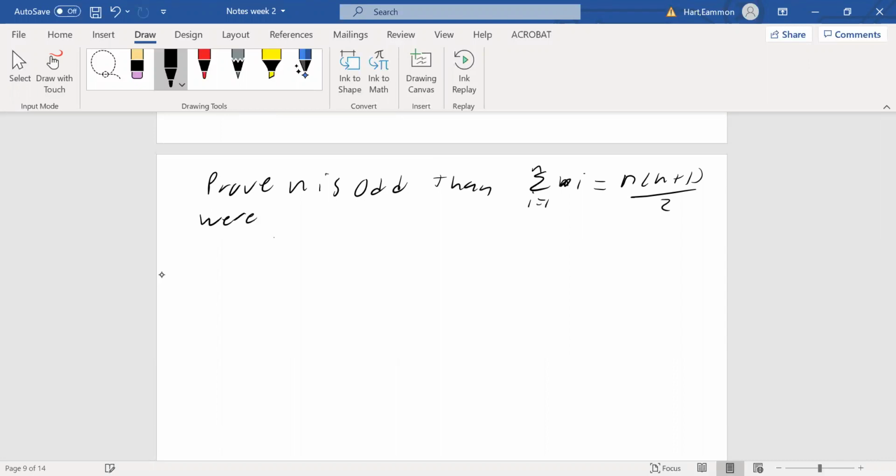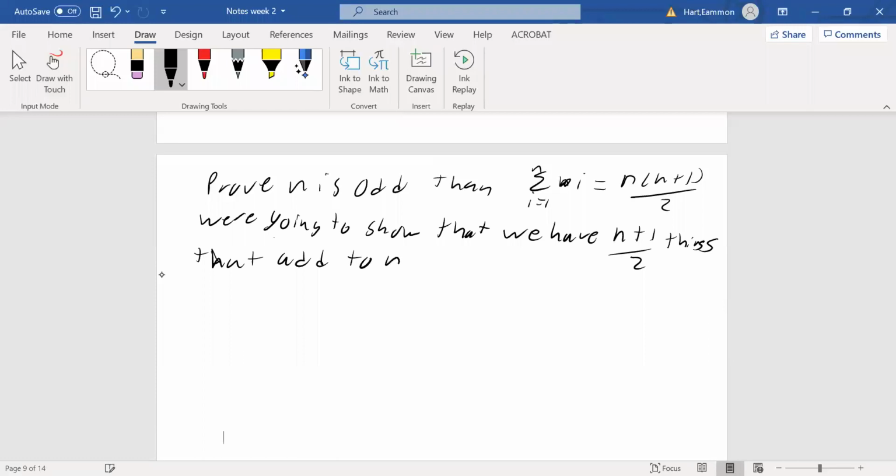Here we're going to show that we have n plus 1 over 2 things that add to n. And so we have 1 plus 2 plus 3 plus ... plus n minus 3 plus n minus 2 plus n minus 1 plus n.